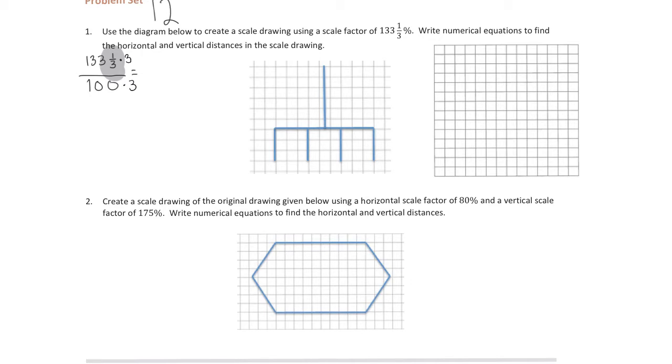So when we have 1/3 times 3, that's going to give us 1. Then we know that 133 times 3 is going to give us 399. So we know that 399 plus 1 is going to give us 400 as our numerator. Then 100 times 3, well, that's 300.